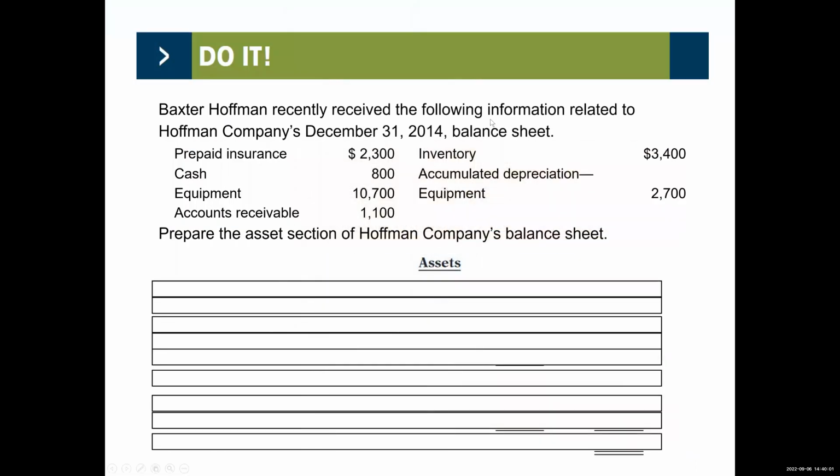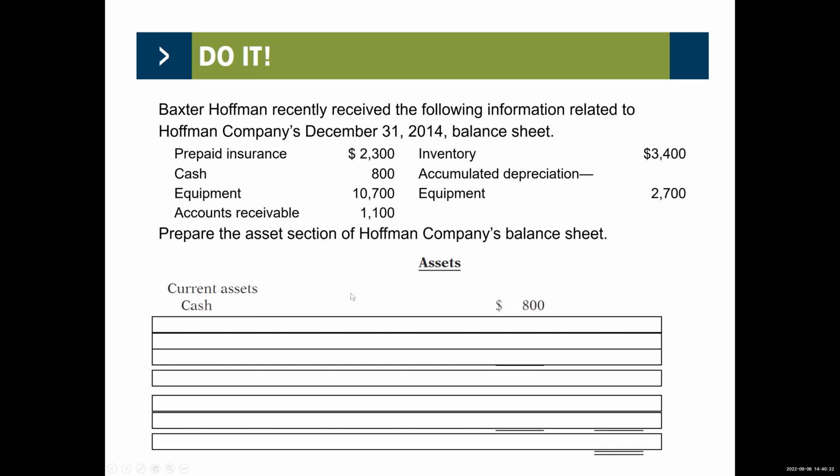Okay, let's just try to prepare the asset section of Hoffman Company's balance sheet. So we're going to start out with current assets, and we're going to list them in order of liquidity, which means the ability to convert to cash. Well, cash is cash, so I'm going to start out with cash, right? The next one, well, we only have two left. We've got accounts receivable and inventory.